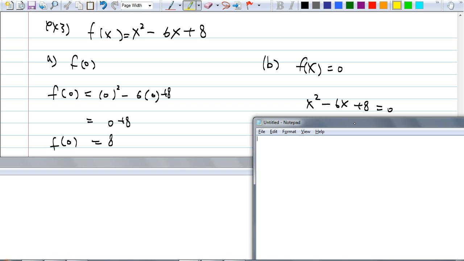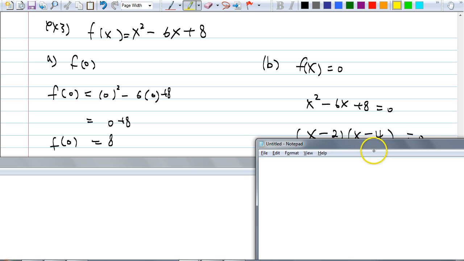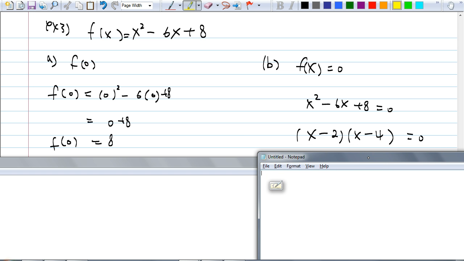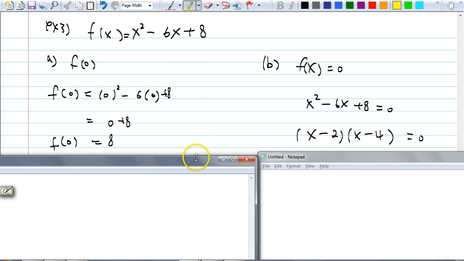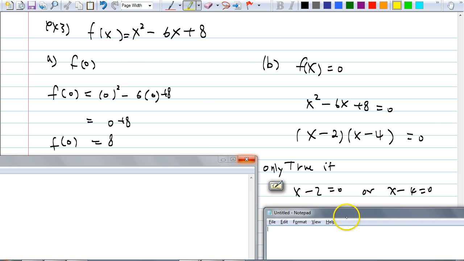Remember, when the whole equation that is not linear equals 0, you've got to factor. Does this factor? Yes. It factors to x minus 2 times x minus 4. So that means, when is this equal to 0? This is only 0 if and only if x minus 2 equals 0 or x minus 4 equals 0. When is that?